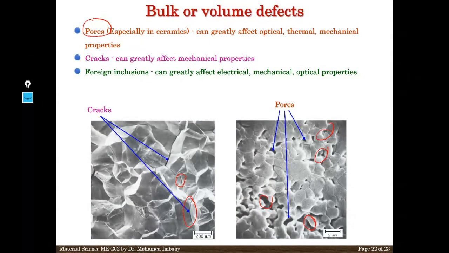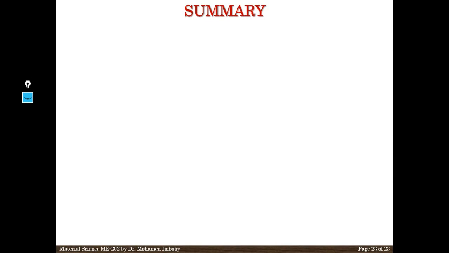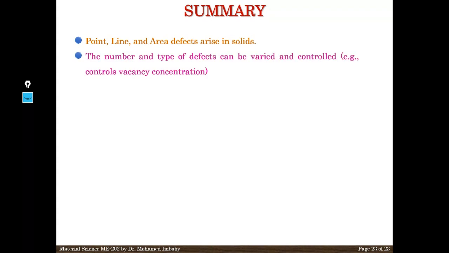Let me make a brief summary of what we studied about the defects arising in the metal in the 2 weeks, by the way. We have point defects, line defects, area defects, and volume defects, okay? The number and the type of the defects can be varied and controlled. If you remember, we had some problems we solved together, where we can find the number of vacancies inside the material. You calculate the number of vacancies. Well, we can control it by the temperature as well.